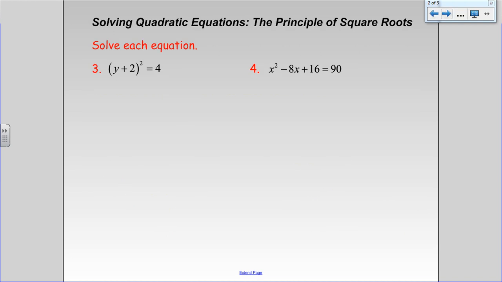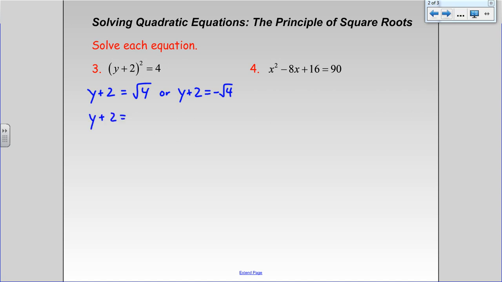Let's look at two more examples. Example number 3, the quantity y plus 2 squared equals 4. Once again, we can use the principle of square roots. So we have two equations, y plus 2 equals the square root of 4, or y plus 2 equals the opposite of the square root of 4.